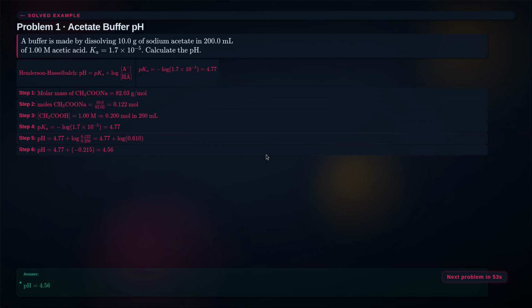Plug into Henderson-Hasselbalch. pH equals 4.77 plus log of 0.122 over 0.200, which is 4.77 plus log of 0.61. Log of 0.61 is negative 0.215. The pH equals 4.77 minus 0.215, which is 4.56. The answer is pH equals 4.56.